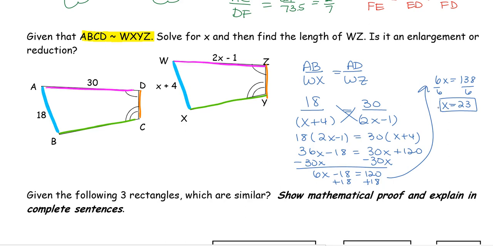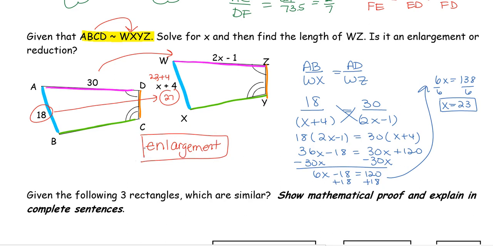Now we have to determine the second part. Is it an enlargement or a reduction? And remember, this is based on the similarity statement. So I'm going from ABCD to WXYZ. So if I start here and I go to here, are my numbers getting bigger or smaller? So if x is 23, 23 plus 4 is 27. So I'm going from 18 to 27. I'm getting larger. Therefore, this is going to be an enlargement.